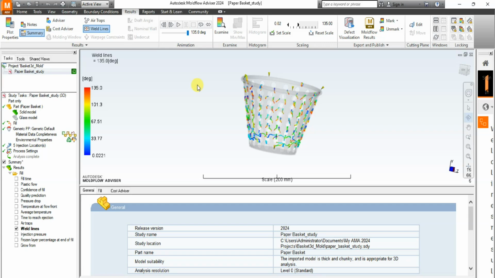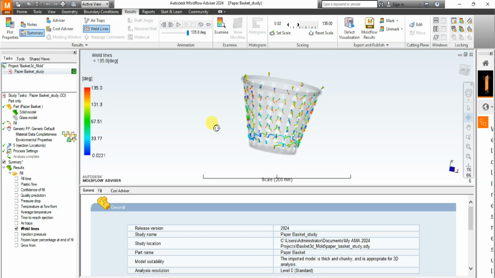Take note that by overlaying the fill time result and stepping through the animation, you can see how these flow fronts converge, just like what I just did by animating, and you're seeing the convergence from the strategic locations. You can see that it's taking place from the bottom of the object up to the top, where the 5 injection locations are.